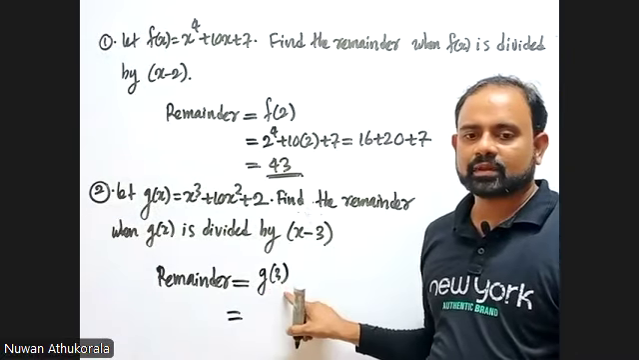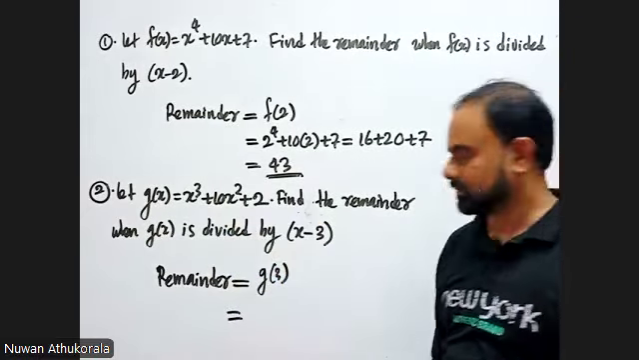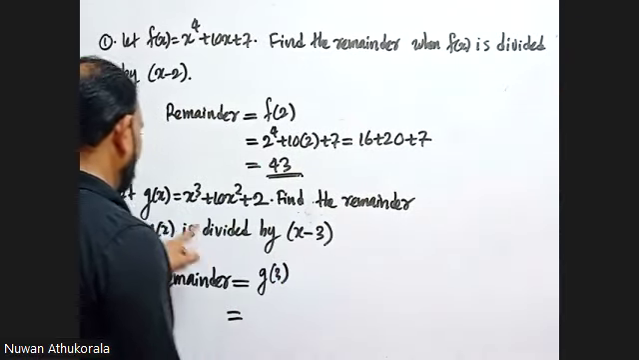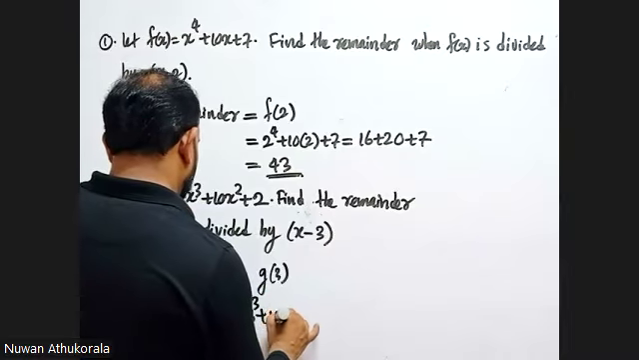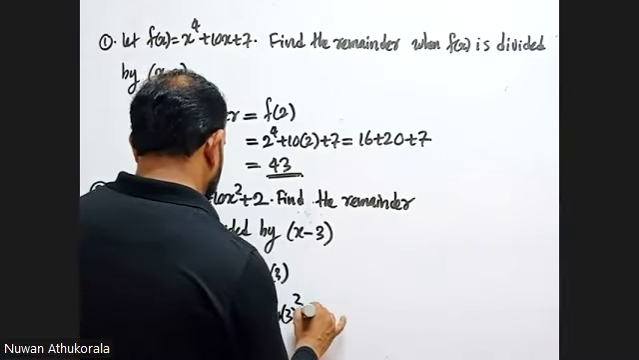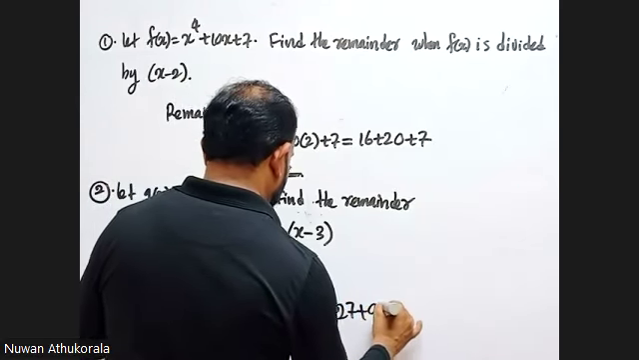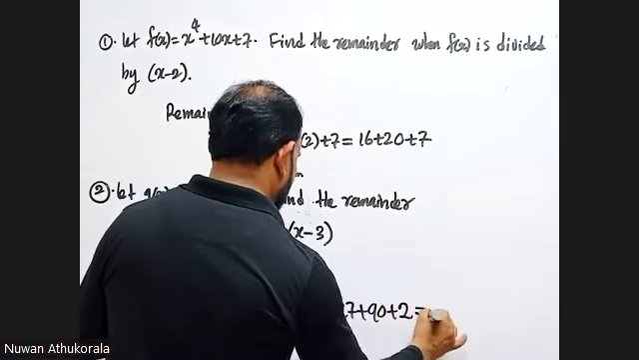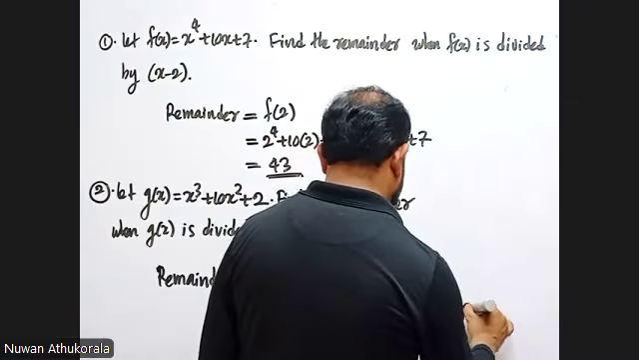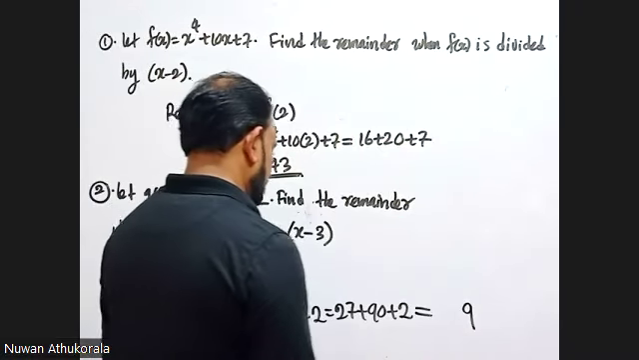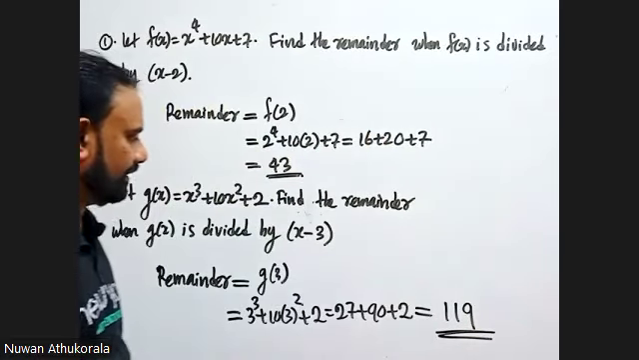g(3) means the value of the function g(x) at x equal to 3. So, substitute x equal to 3. 3 cubed, plus 10 into 3 squared, plus 2. 27 plus 90 plus 2. The answer is 119.